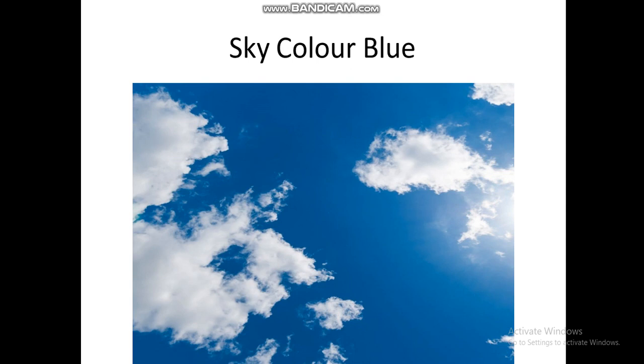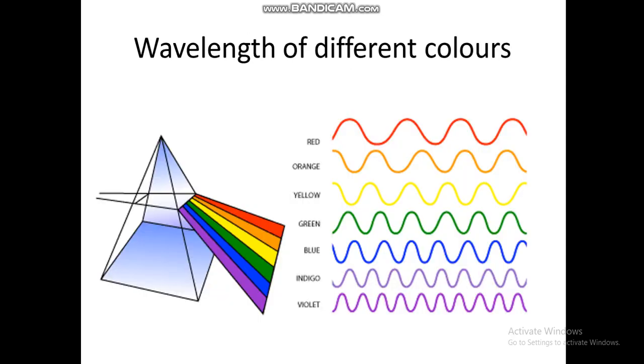These 7 different colors have different wavelengths. If you see here, you can see these 7 colors: violet, indigo, blue, green, yellow, orange and red. So what is wavelength? In class 9 we have learned that light is wave in nature, and the length between two successive waves is known as wavelength. The red one has the highest wavelength and the violet one has the smallest wavelength. So the wavelength increases as we go from violet to red.